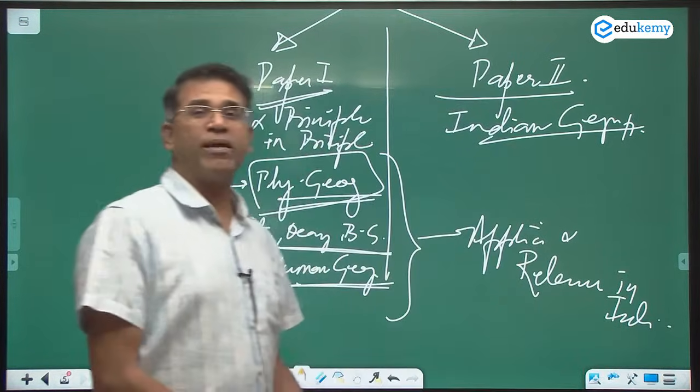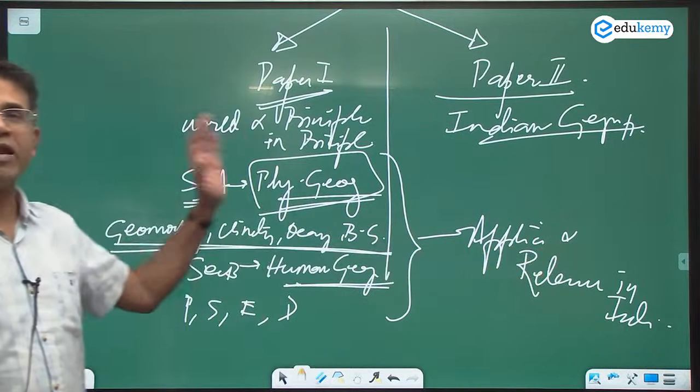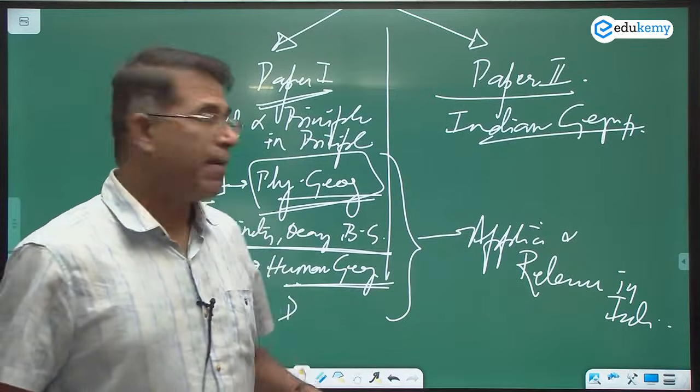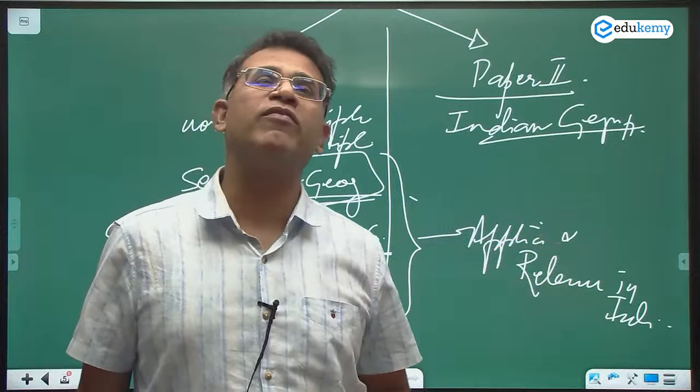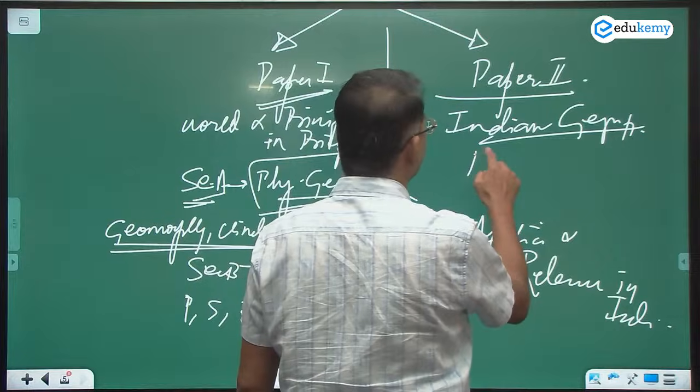So paper 1 में mountains of the world, paper 2 में mountains of India. Paper 1 agriculture of the world, paper 2 is agriculture of India. Paper 1 climate of the world, paper 2 is climate and monsoons of India. Yes, correct, Prasoon. It's called regional geography of India.